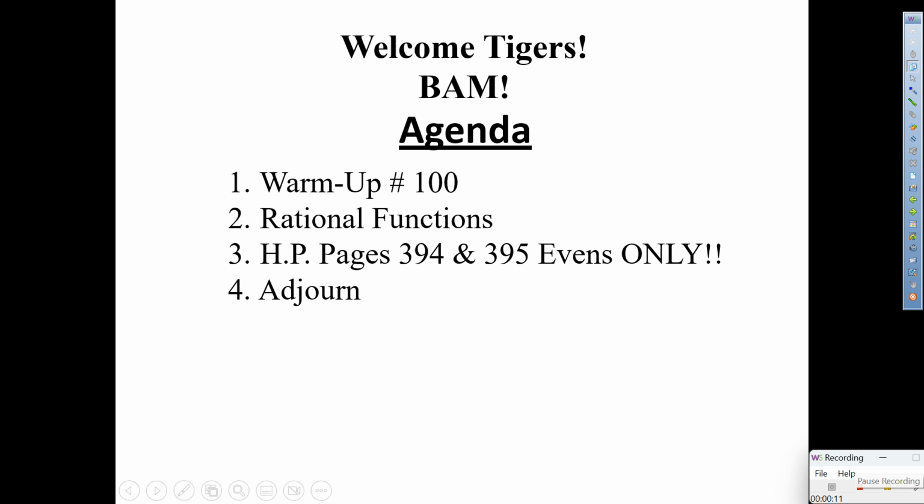Once again, agenda: warm-up number 100, rational functions. Home plate for tonight, 394, 395 evens. Last night were odds. Hopefully, today I'm just going to walk you through a couple of things to make sure we see some very important things in regards to the graphing portion. We're going to go over some of those home plate problems here in class, so hold on to that really quick. Get a Cornell note ready, please.